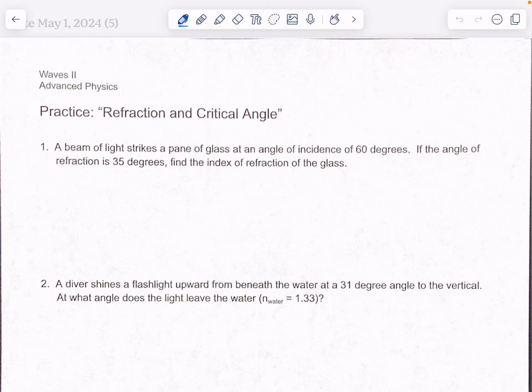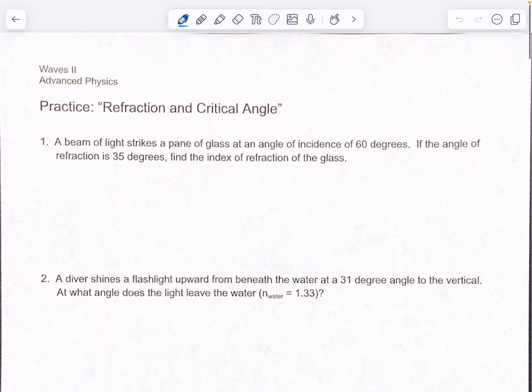All right, this video is going to go over pages 32 through 34 in your packet. So we're talking about refraction and critical angle. It says a beam of light strikes a pane of glass at an angle of incidence of 60 degrees. So this is your theta I. If the angle of refraction is 35 degrees, so this is theta R, find the index of refraction of the glass.